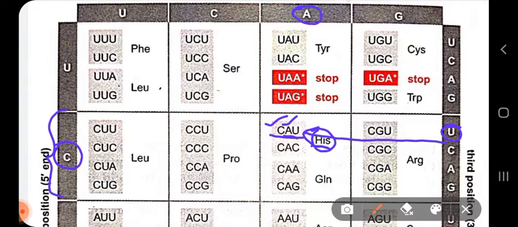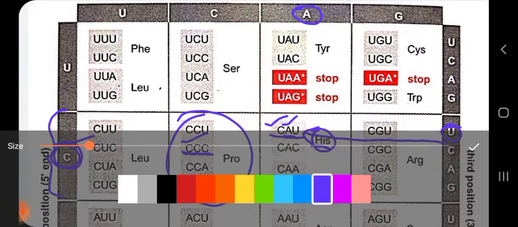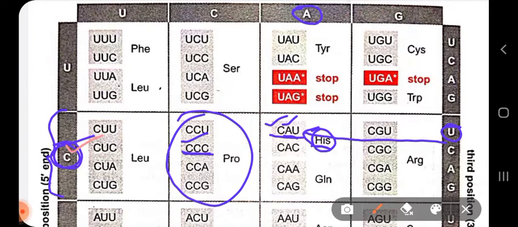Then let us see this one, how it gets its name CCC. The first letter is C here. As you can see, I am using a different color. This is the first letter C, the second letter C here, and the third letter C we get from here. So CCC. CCC codes for the amino acid proline. In this way, the 3-letter codons are named.